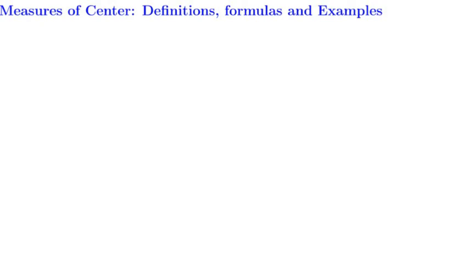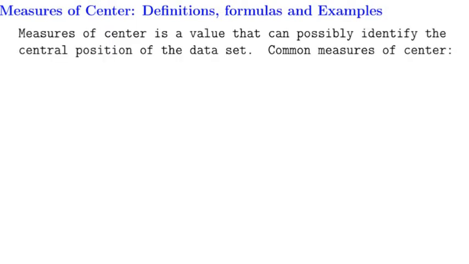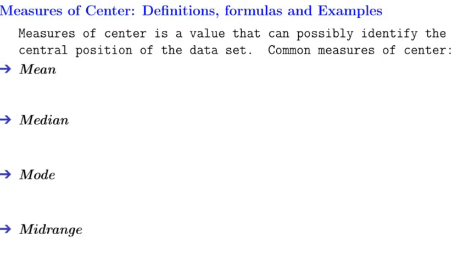Here I am going to talk about measures of center. A measure of center is a value that can possibly identify the central position of a data set. Common measures of center are mean, median, mode, and midrange.